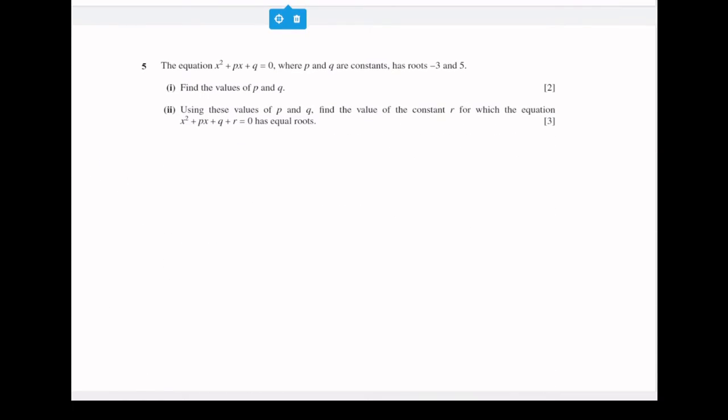Alright. So this one, we have that the equation x squared plus px plus q equals 0, where p and q are constants and has the roots of -3 and 5. Whoa, what does this mean? So our roots, in case you forgot that bit of vocabulary, the roots is where the parabola touches the x-axis. This can also be called solutions or zeros, that's many words for it. So it's going to be right here and right here. So we're saying that one of these is -3 and one of these is 5.